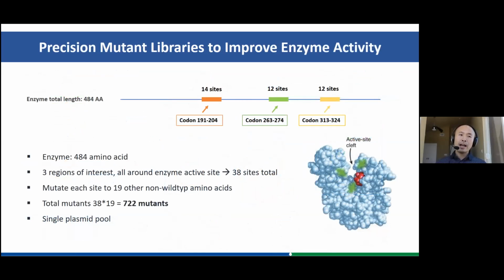So I'm going to give you three case studies today. This is the first case study. This is for enzyme engineering. The customer has 484 amino acids for which they would like to improve the enzyme activity. So they want to target three different regions. The first region has 14 sites. The second one has 12, and the third one has 12 as well. So this is a saturation scanning mutagenesis library, meaning that all the mutation sites are going to be mutated to the 19 other non-wild type amino acids, generating about 722 mutants, and the customer wants all the mutants to be delivered in a single pool.